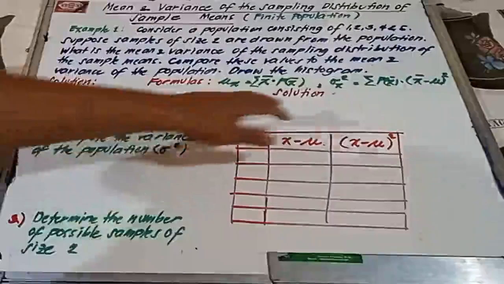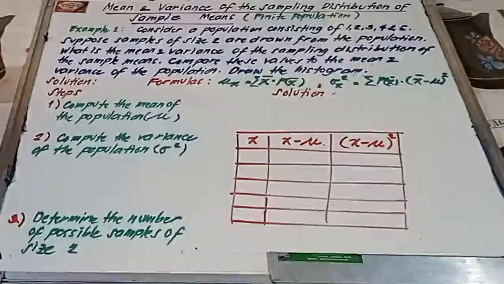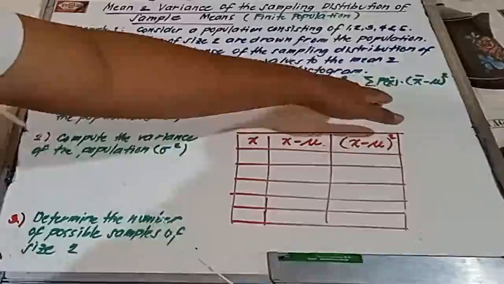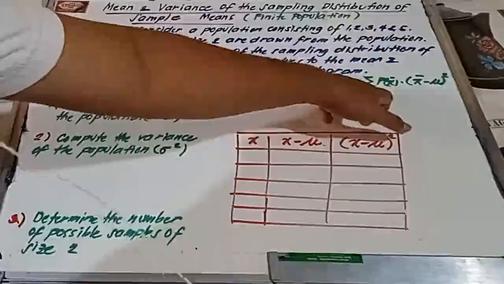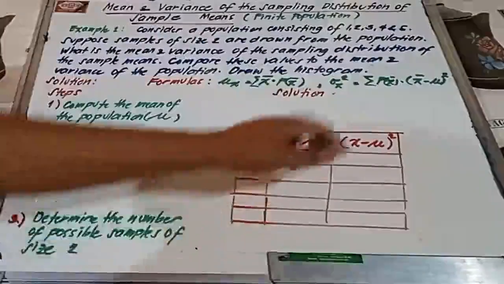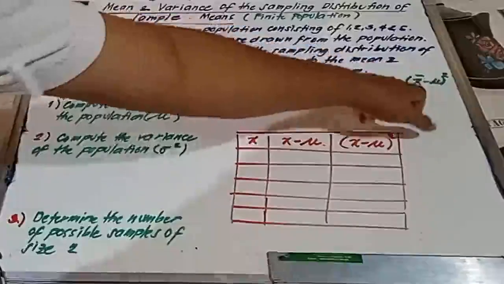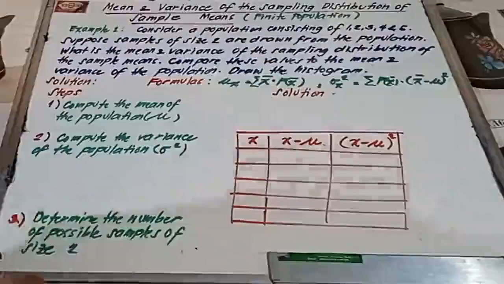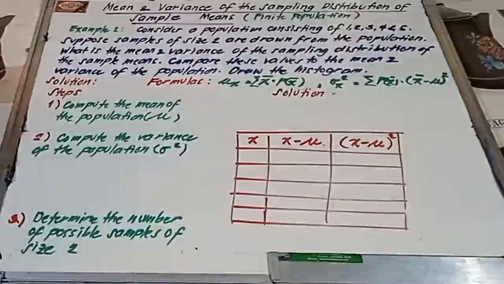Okay? For the variance of the sampling distribution, we have summation of the product of the probability of the random variable x, which is the mean, times the square of the difference of the sample mean and the population mean. Okay? So, sundin natin yung ating steps in solving for the mean and variance of the sampling distribution.